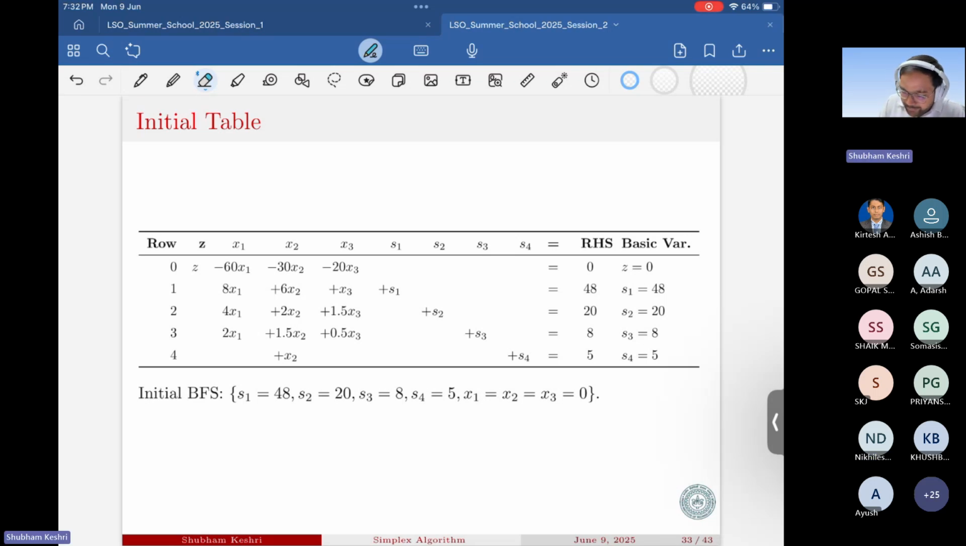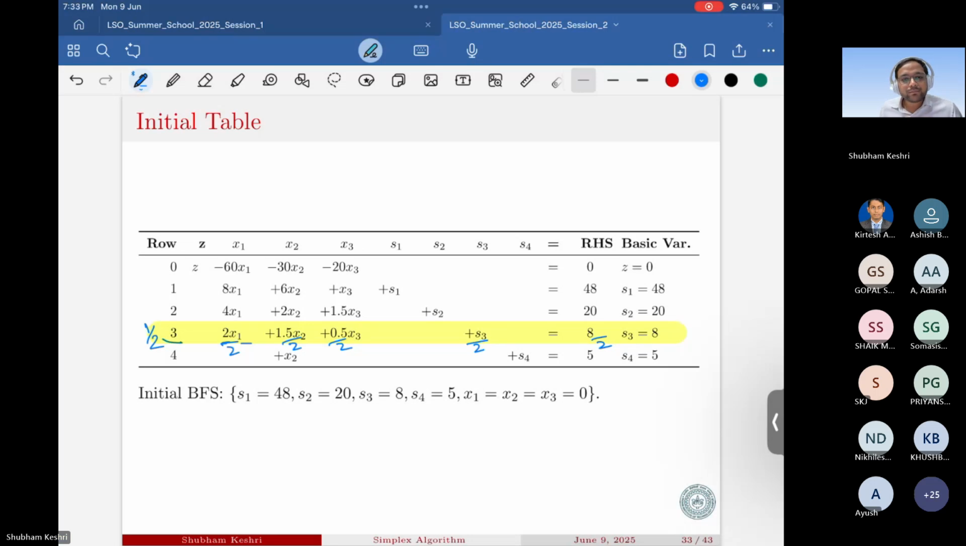In this row, we will make this coefficient 1. How will we do it? We will divide this row by half, so by 2, by 2, by 2, by 2, by 2. Is that all right? And we will make the others 0. How will we do that? By doing this, we have this new row as x1 plus 0.75 x2 and so on.